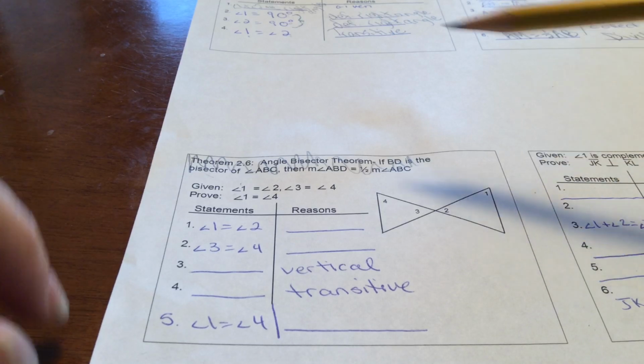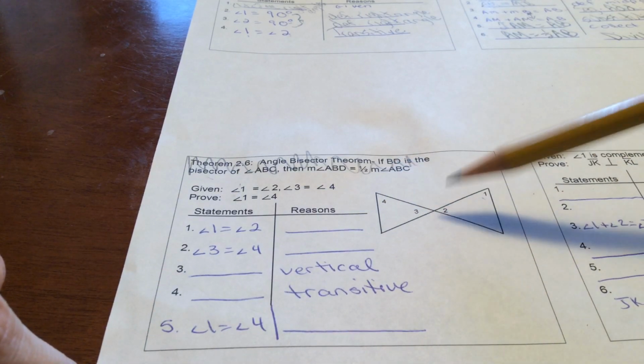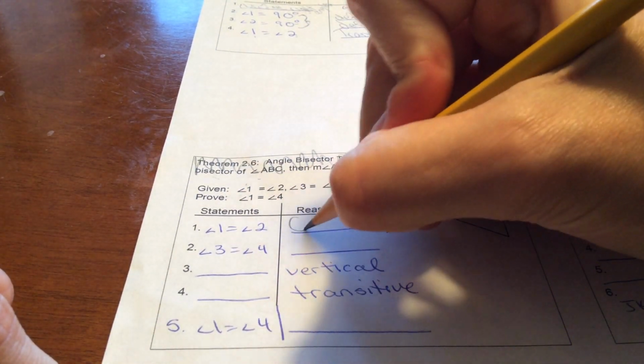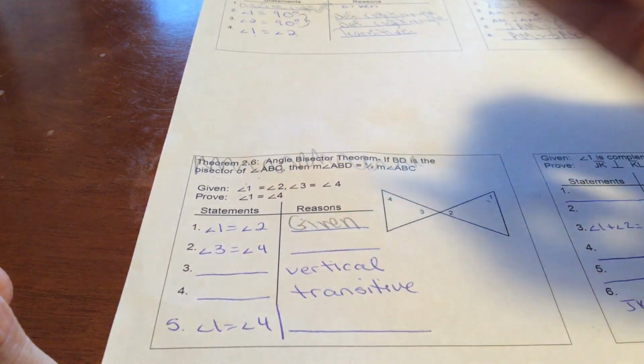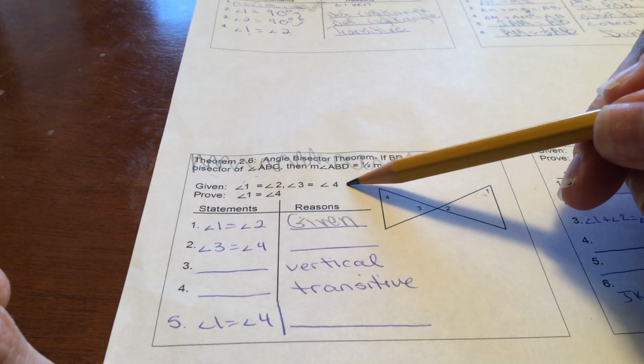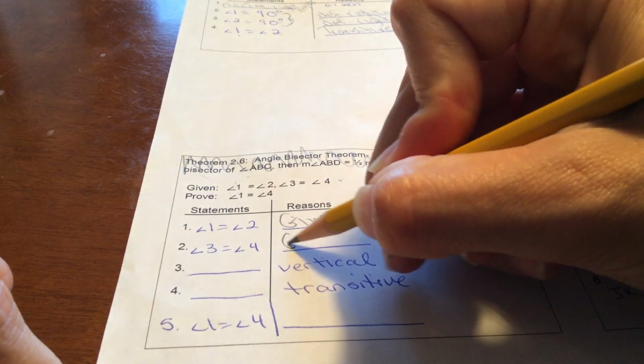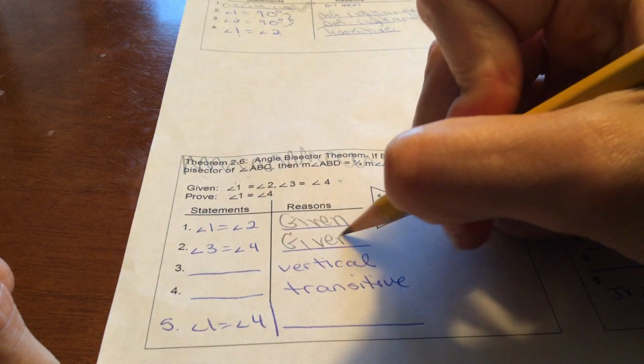So the first thing, it says angle 1 is equal to angle 2, and I know that they are equal because it's after the given. We always start every proof with our given. Here now we have angle 3 and angle 4 equal to each other, and that was after the given. So that follows the given as well.